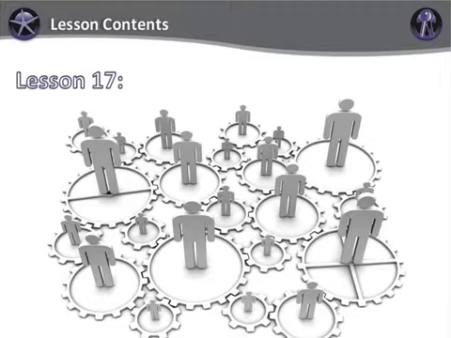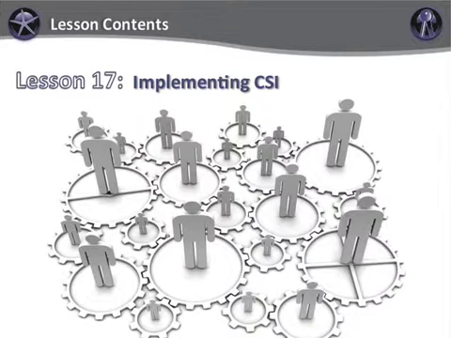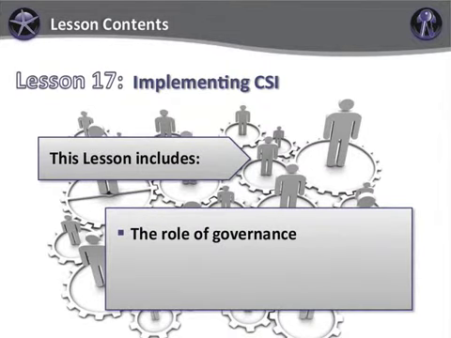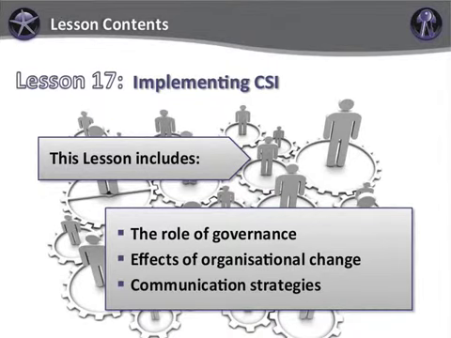Lesson 17 looks at guidance on implementing continual service improvement within organizations. We will consider the role of governance, the effects of organizational change, and communication strategies in relation to continual service improvement.